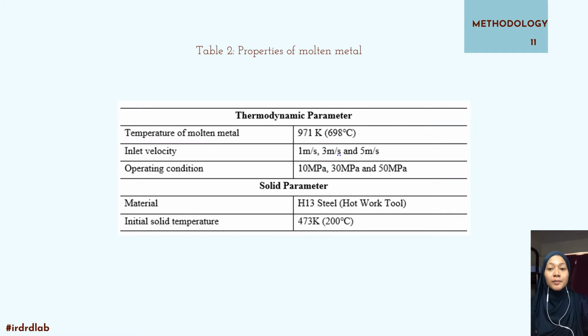Next, the figure shows the thermodynamic parameter as well as the solid parameter. As we can see from the solid parameter, in every injection molding operation, it is recommended to preheat the die surface and maintain a minor temperature difference between the molten fluid and the mold. The recommended preheat temperature is between 420 to 660 Kelvin. The molten metal injection speed for this project was 1, 2, and 3 meters per second and follows the parameters of the MP450 machine.